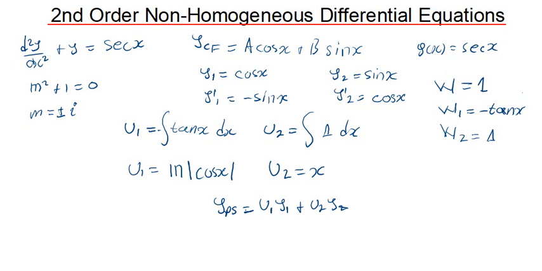Remember we have already gotten our u1, which is that. Then our y1, we get it from the complementary function, which is cos x. Our u1 we have found to be ln of cos x, plus our u2, which is x, then our y2 is sine x.